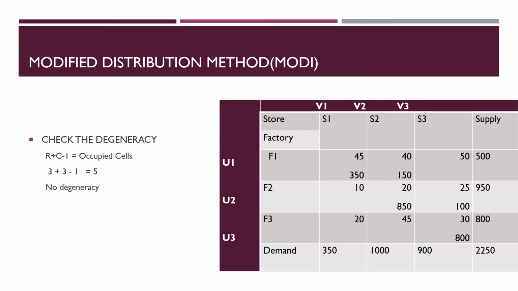See here, 1, 2, 3, 4, 5. 5 cells have been allocated. This satisfies the basic rule. Therefore, there is no degeneracy. We can go for the next step.